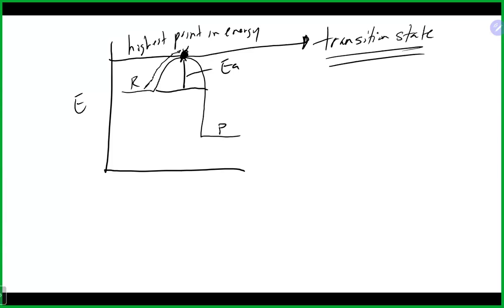It very quickly will drop down to the other side and make your products. That's why in a lot of reactions, people oftentimes have a very hard time trying to isolate that little guy at the top of the hill, because it's super unstable. It doesn't hang around a very long time in most cases, and it will go to the other spot.